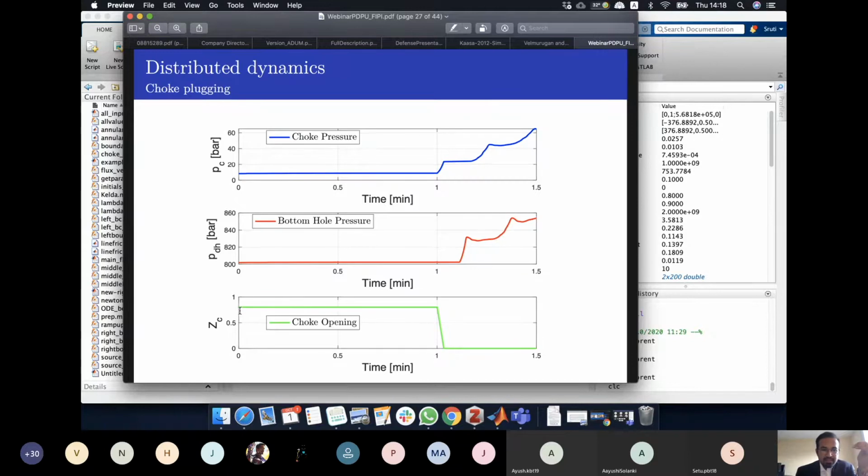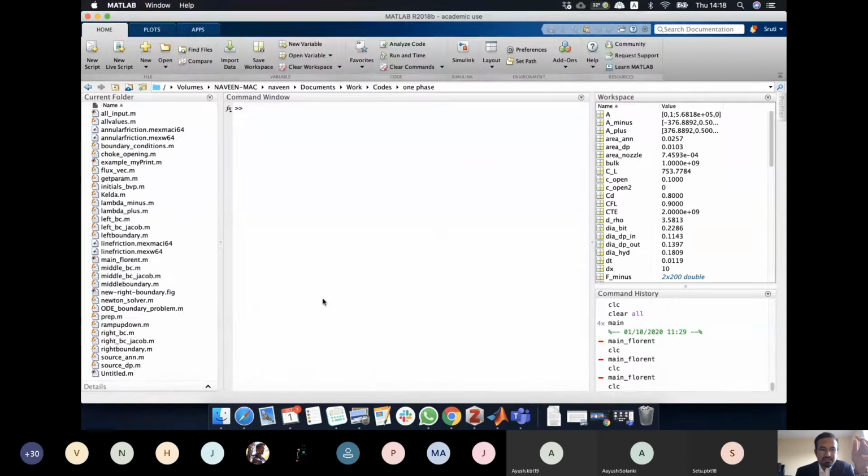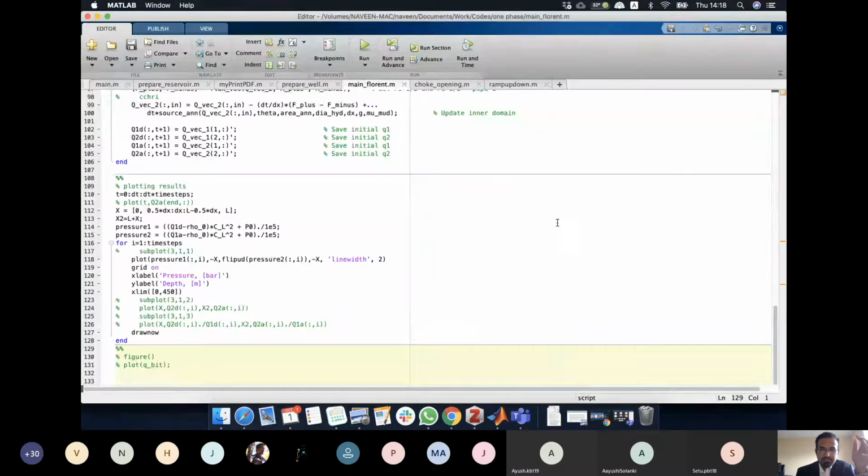How we simulate that is, we have the choke opening given by ZC, which is an input, as I've shown you earlier. At 1 minute we suddenly set it to 0 with a particular ramp, which means the choke is plugged and completely blocked. The fluid cannot flow out. But you cannot know this immediately, because you're constantly pumping fluid on the other side and your pressure is increasing. First I'm going to show you the simulation for that situation.